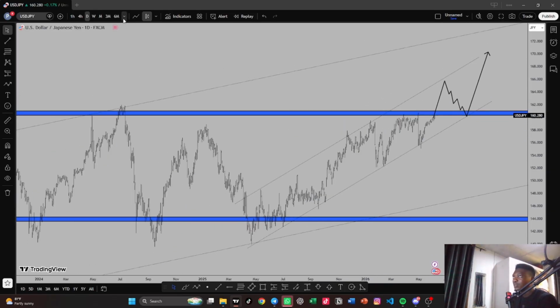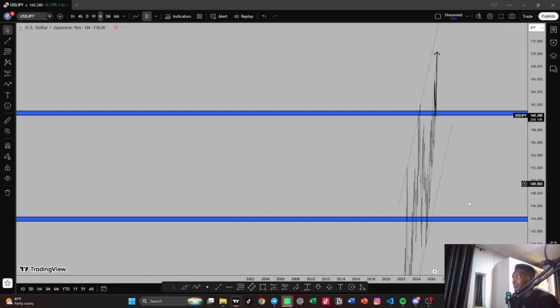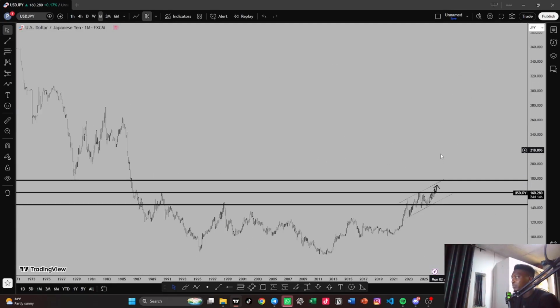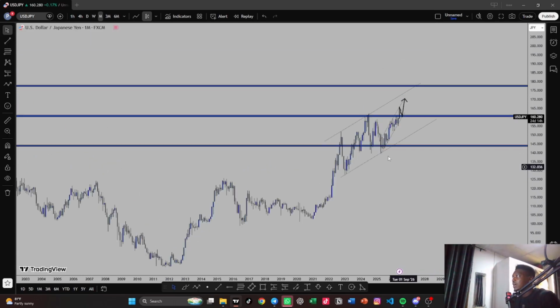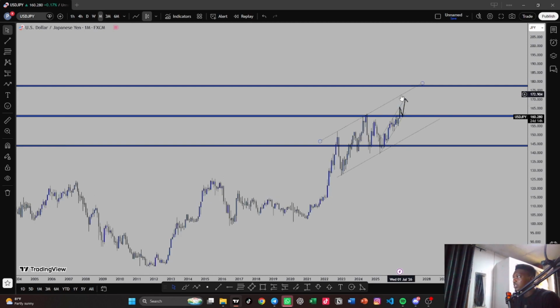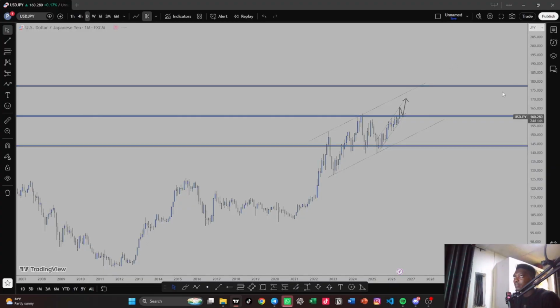Very bullish. Let me show you something on the monthly chart. I'm very bullish. You can see this channel. This channel, I'm still expecting it to go. This move is an impulsive movement that I'm expecting it to push to this resistance. So that is the reason why I'm very bullish.